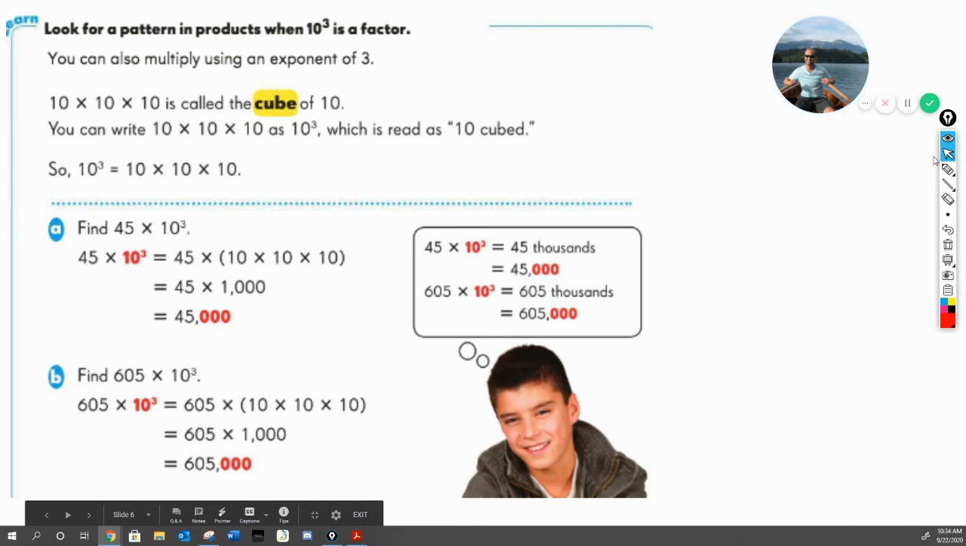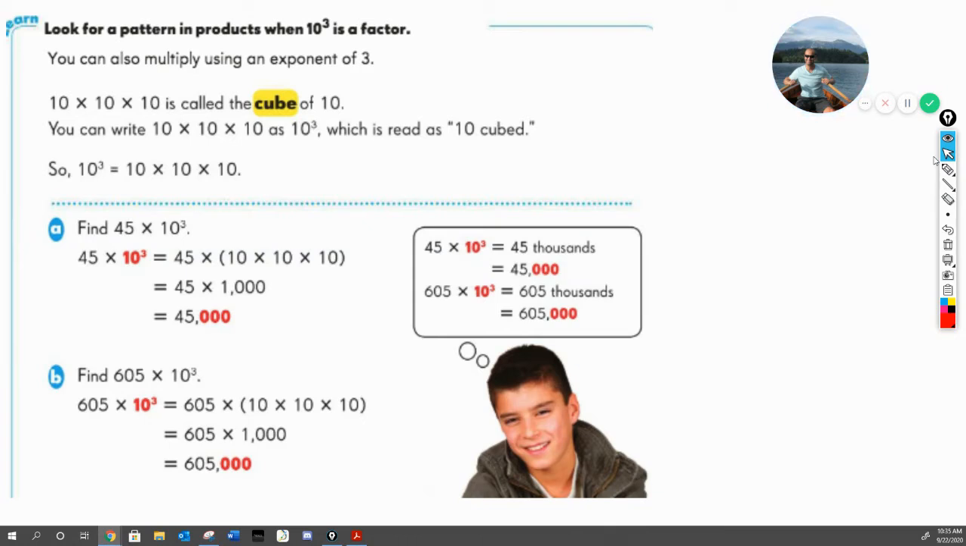Now, that was 10 squared. You're really doing the same thing when you got 10 to the third as a factor. When you are using the exponent of 3, that's telling us that you were using 10 as a factor 3 times. 1, 2, 3. So when you say 10 times 10 times 10, you can write it as 10 to the third power, which you read as 10 cubed.